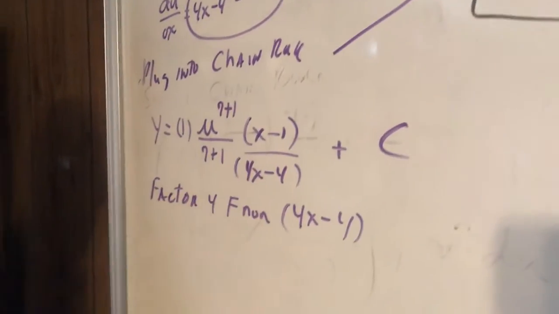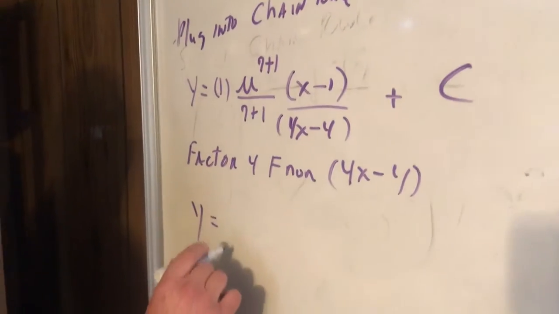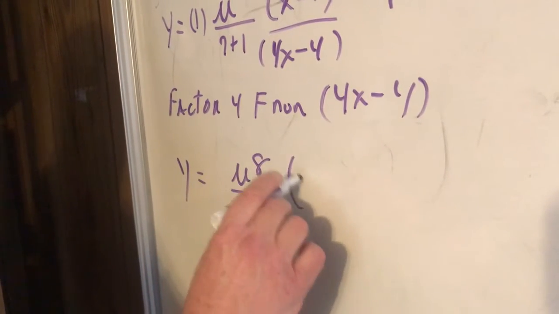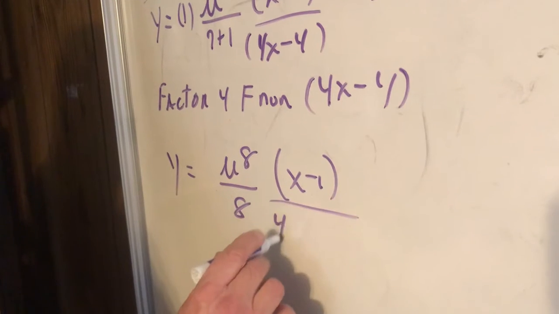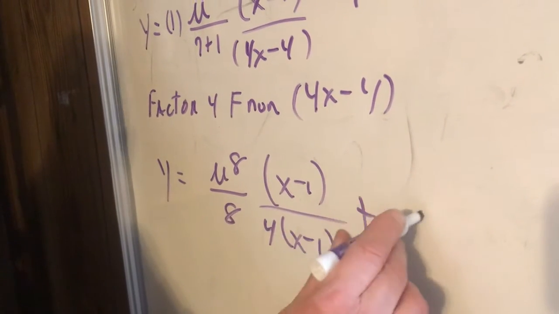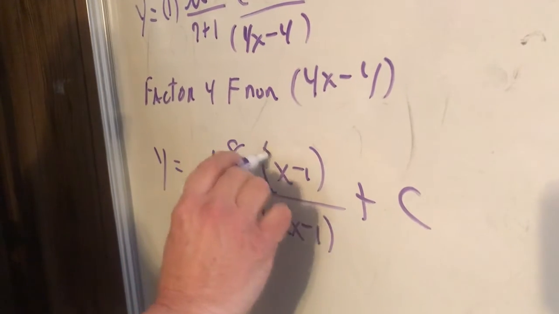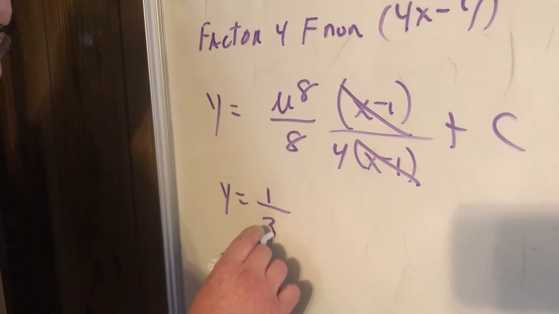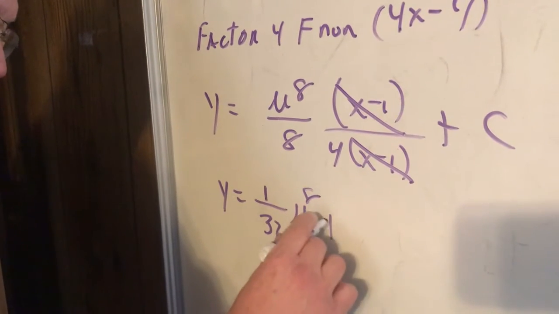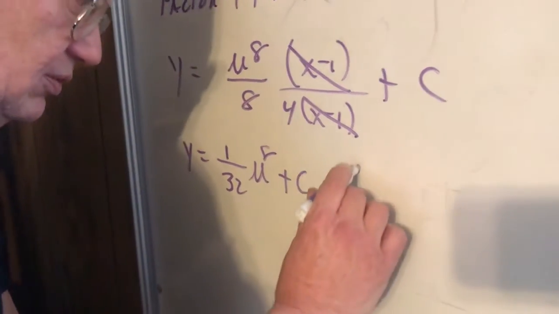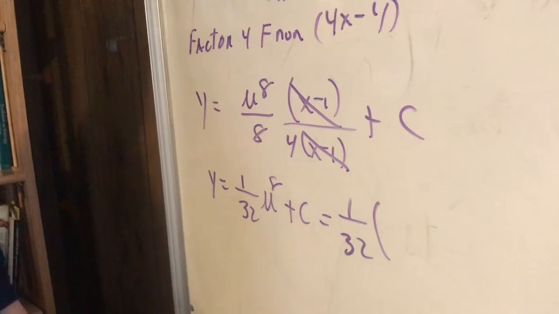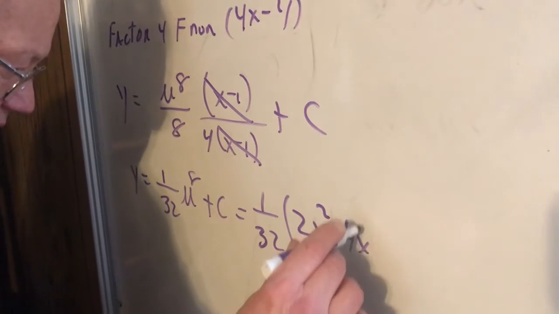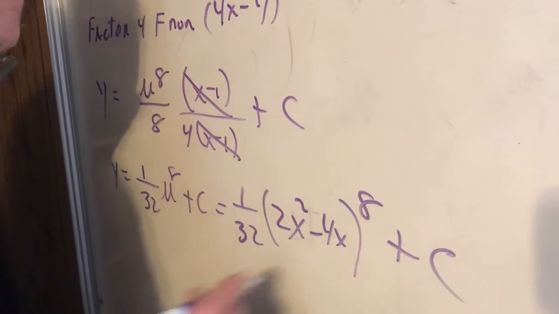Okay, so substituting everything in here, I get y equals u to the 8th over 8, x minus 1 divided by 4 times (x minus 1), plus c. Notice the x minus 1's cancel. And 4 times 8 is 32, so it's 1 over 32, u to the 8th, plus c. And now I can substitute back for u: 2x squared minus 4x to the 8th, plus c. And that's my answer.